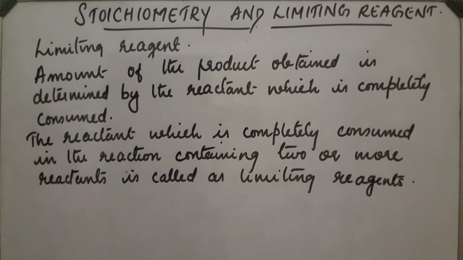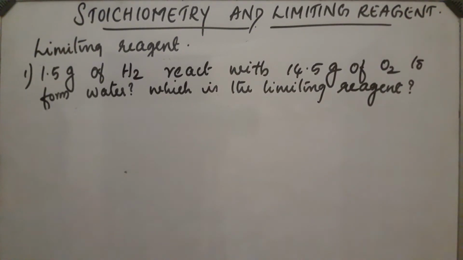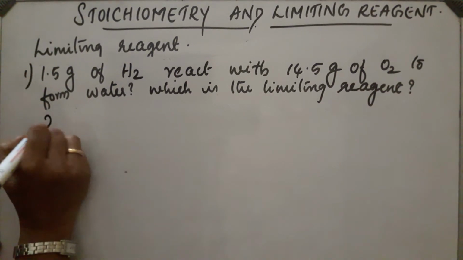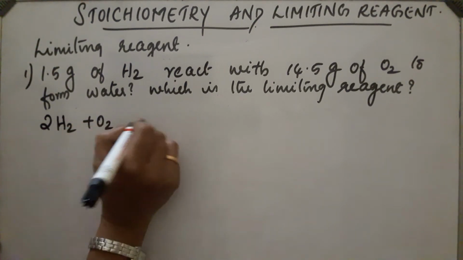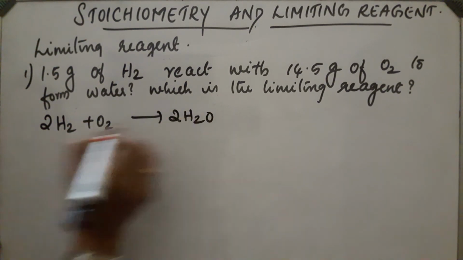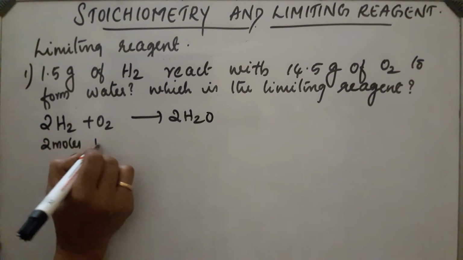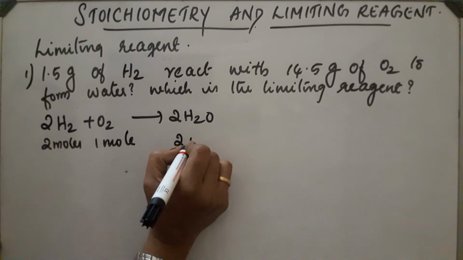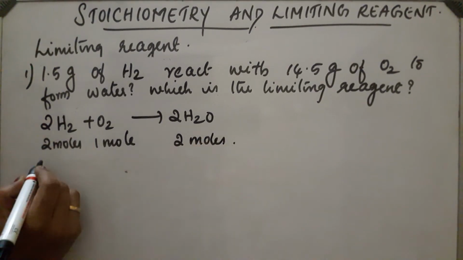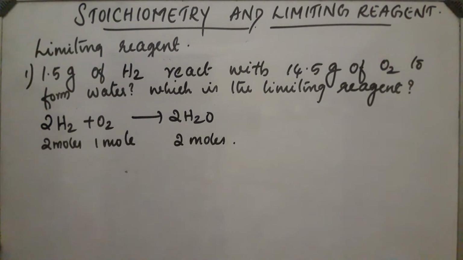Okay. Now let us do some stoichiometric calculations involving the limiting reagent. We have to find which one is the limiting reagent. 1.5 gram of hydrogen reacts with 14.5 gram of oxygen to form water. First we have to write the balanced equation: 2H2 plus O2 gives 2H2O. 2 moles of hydrogen react with 1 mole of oxygen to give 2 moles of water.